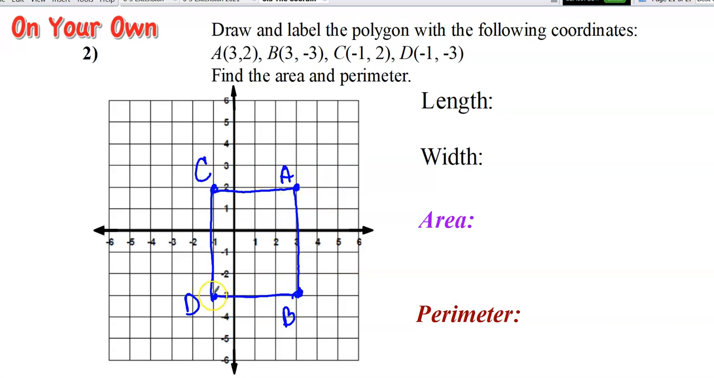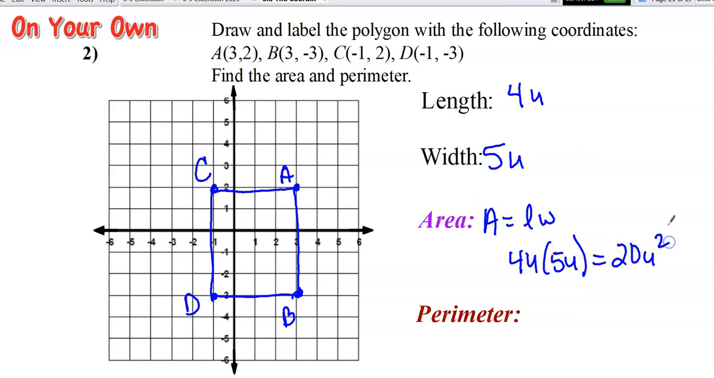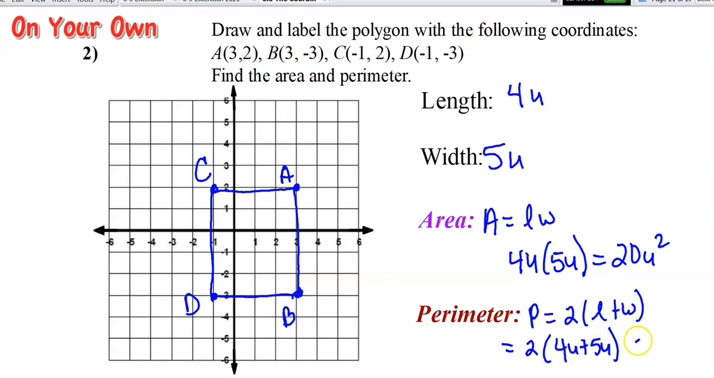And then, of course, I'm going to find the length. 1, 2, 3, 4. The length is 4 units. And the width is 1, 2, 3, 4, 5. 5 units. Area equals length times width. So I do 4 units times 5 units, and that equals 20 units squared. And then the perimeter is 2 times length plus width. So I have 2 times 4 units plus 5 units, which is 2 times 9 units. So I get 18 units.